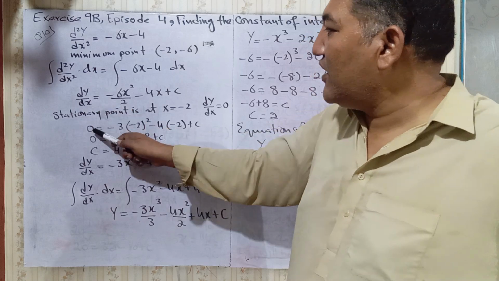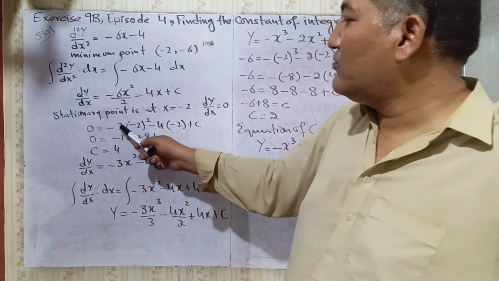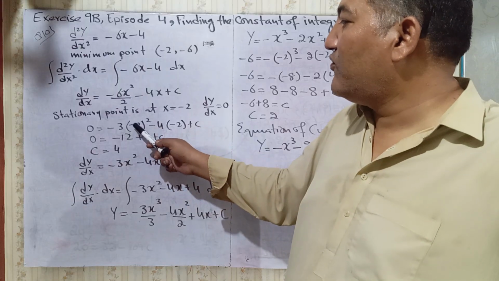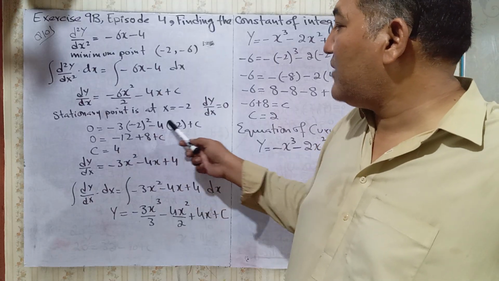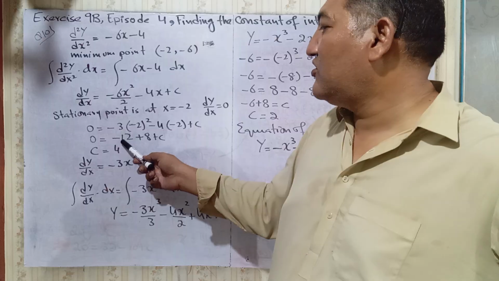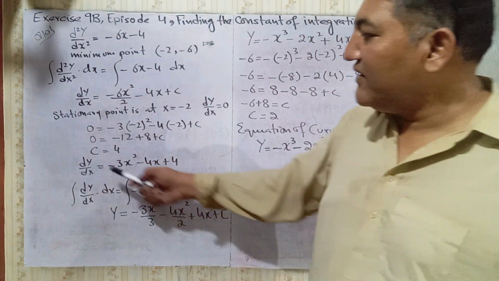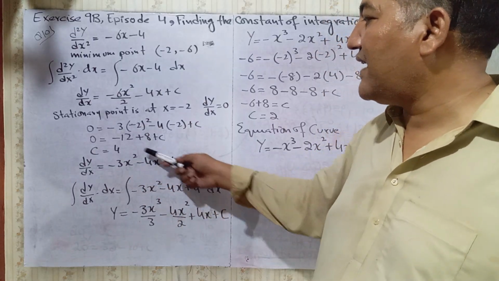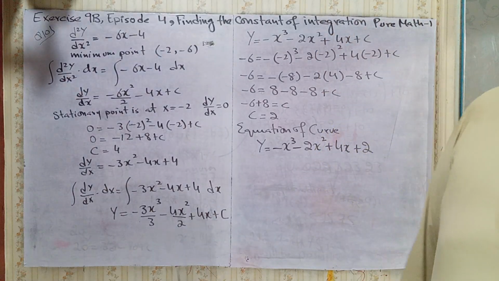So I will write 0, and in the place of x, I will put minus 2. So 0 equals minus 3 into minus 2 squared minus 4 into minus 2 plus c. This becomes 4 into minus 3, which is minus 12, plus 8, plus c. So this is minus 4, and c is equal to 4. That means dy by dx will be minus 3x squared minus 4x plus 4, and the c value is 4. So we have found the value of dy by dx.